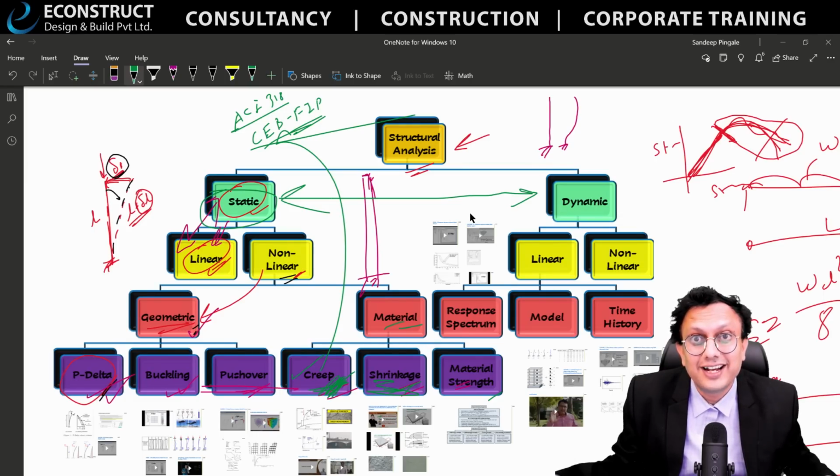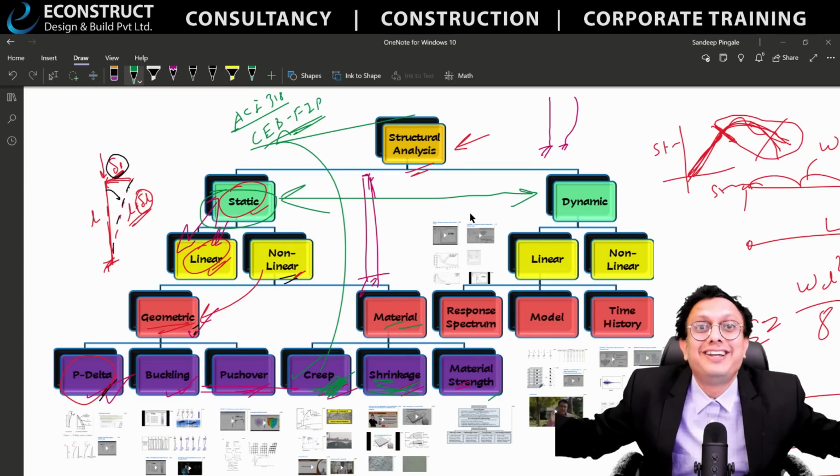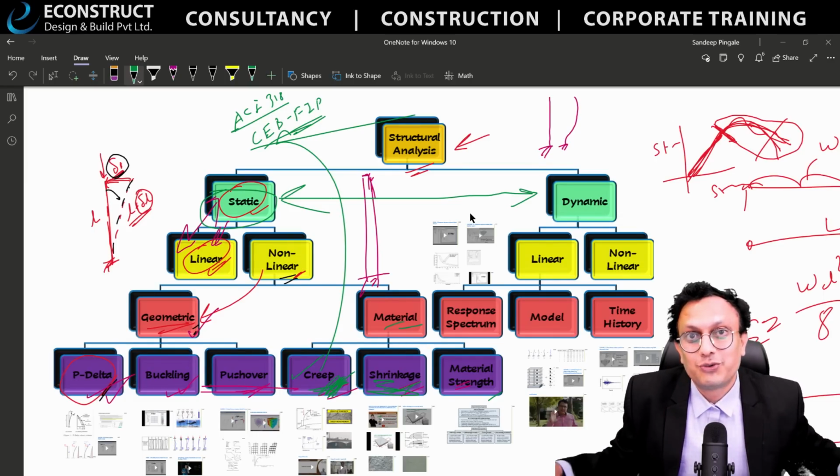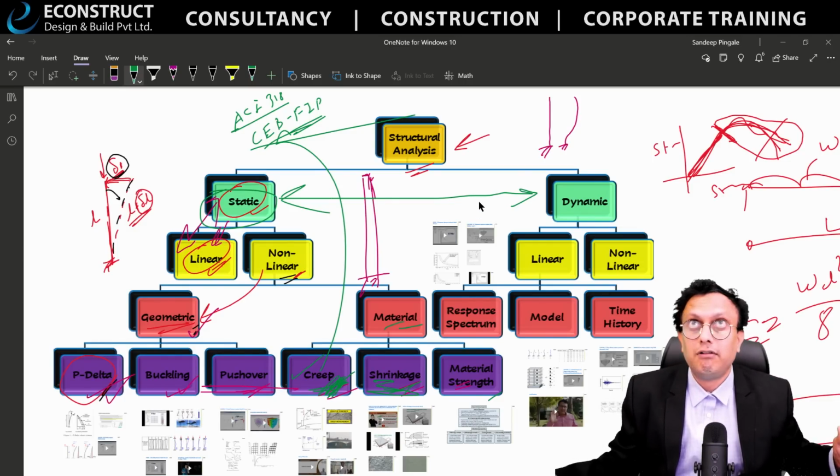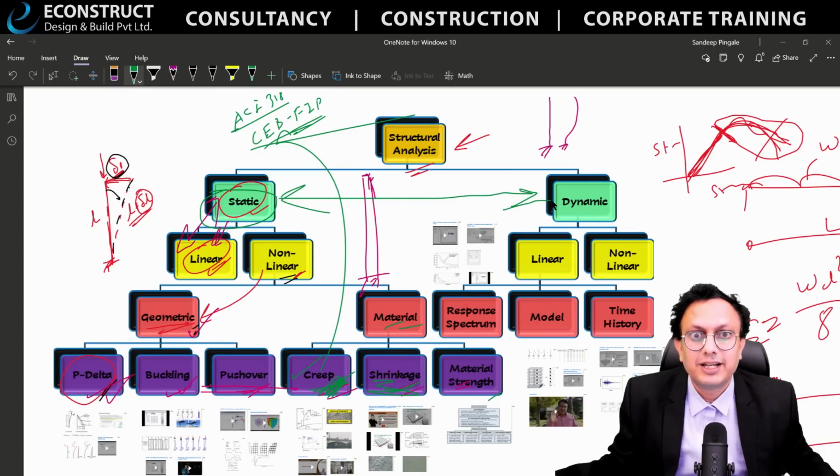Earthquake, do you think that an earthquake is coming? Oh my dear buildings, I'm waiting for you. Will it come like this? No, it's a big slap to the structure. Correct? Dynamic analysis, definitely needed. Linear dynamic, yes. There is a non-linear dynamic also. In the linear dynamic, what are the different types?